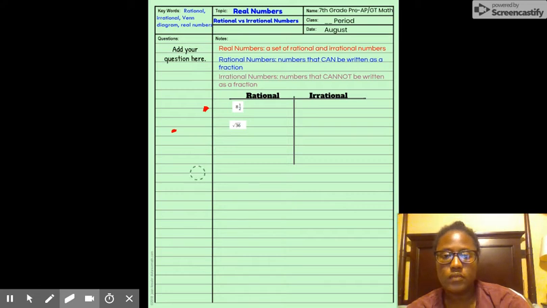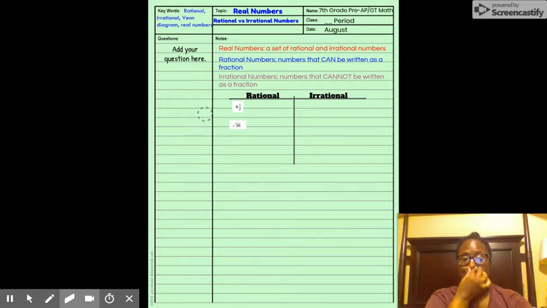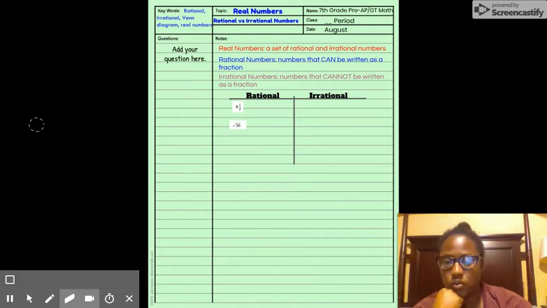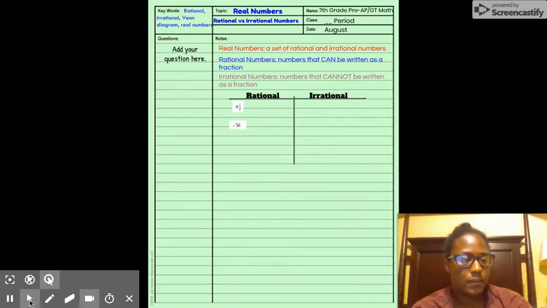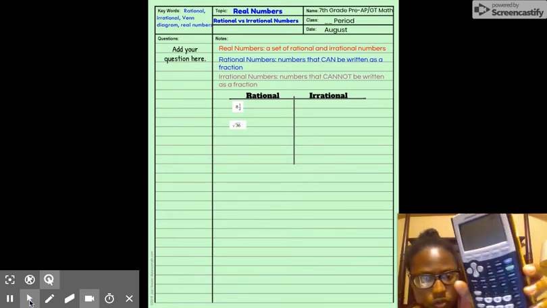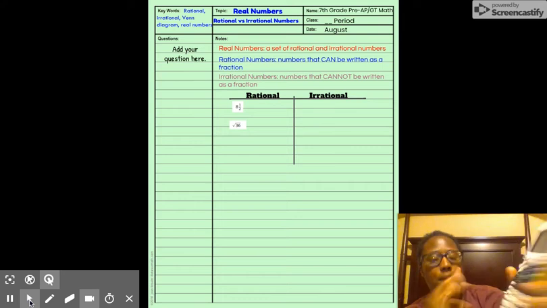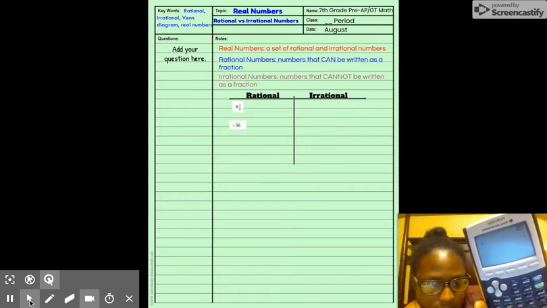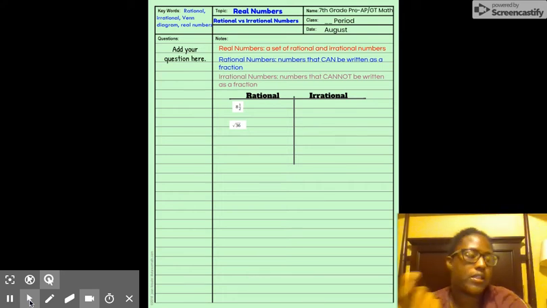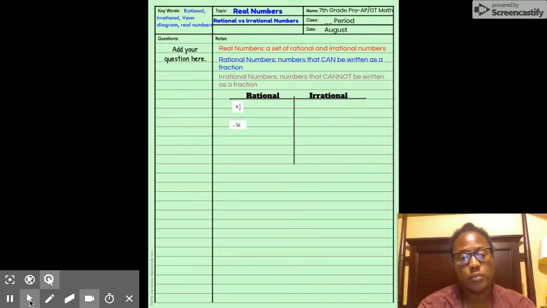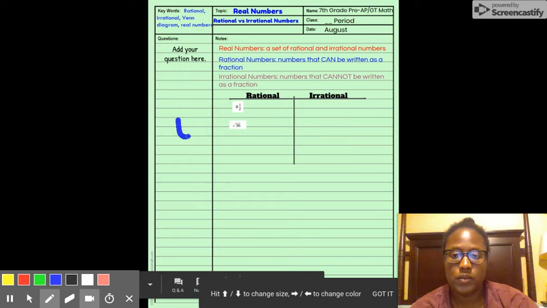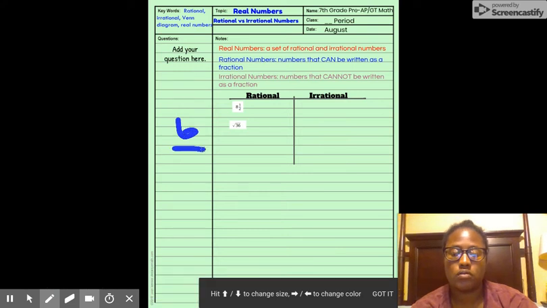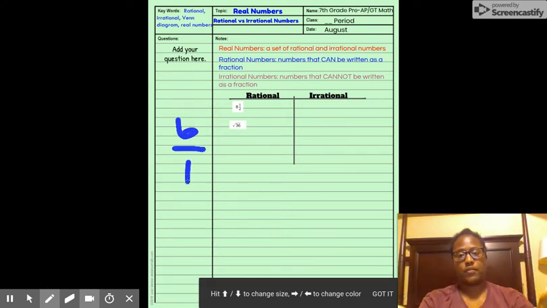All right, now square root of 36 gets a little bit tricky, because I know you're kind of looking at it like, that one looks really weird. But if I take my calculator and I put square root of 36 in there, when I press enter, it gives me 6, because 6 times 6 is 36. Now, any whole number can be written as a fraction. All you would have to do is put that number over 1. And voila, we have a fraction.